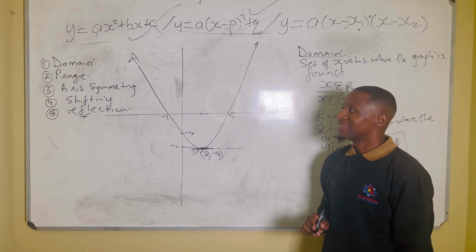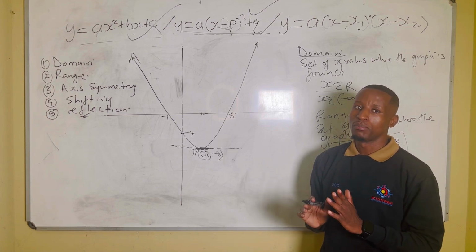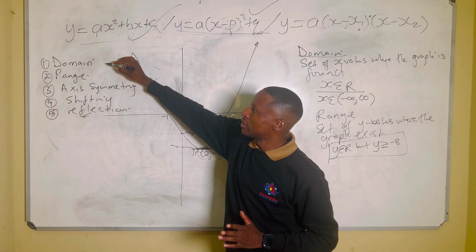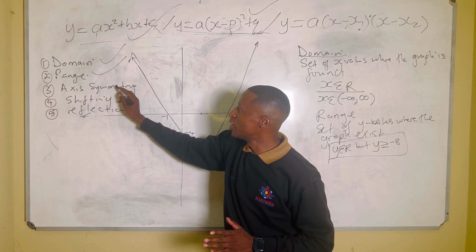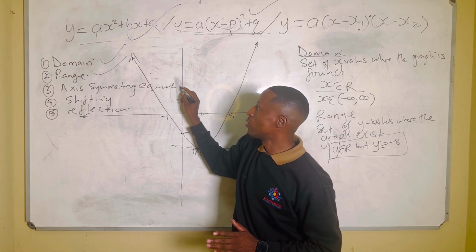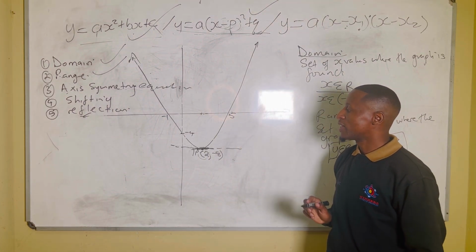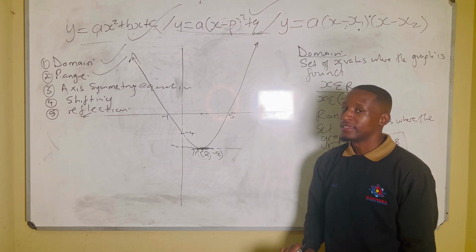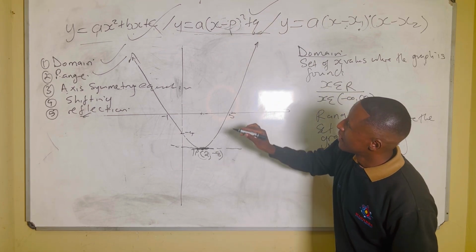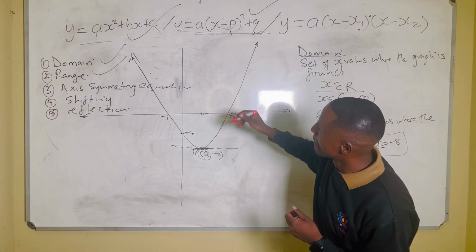Axis of symmetry is a line that cuts the graph into two equal parts. Remember, we dealt with domain and range, so they will ask you to find the equation of the axis of symmetry. To find it, you must first identify where you find the line of axis of symmetry.